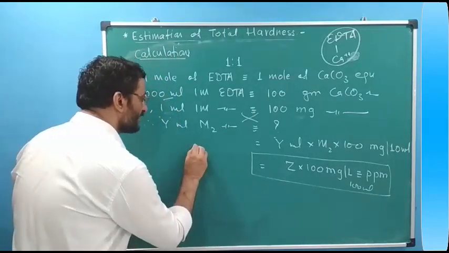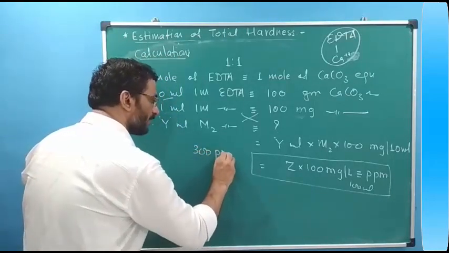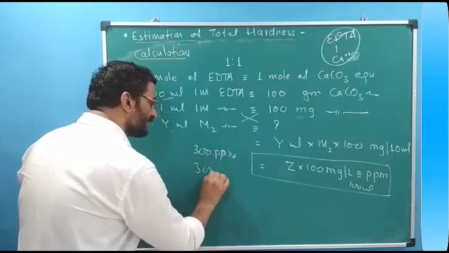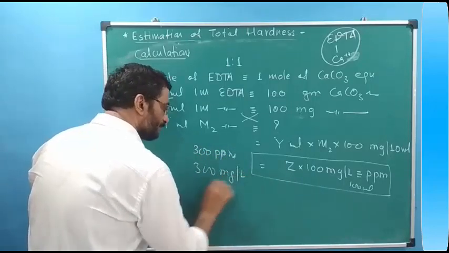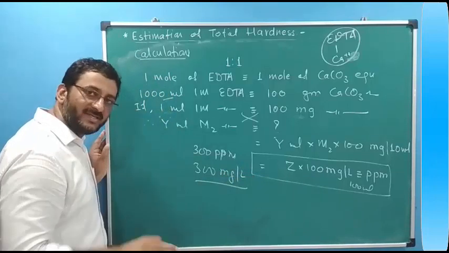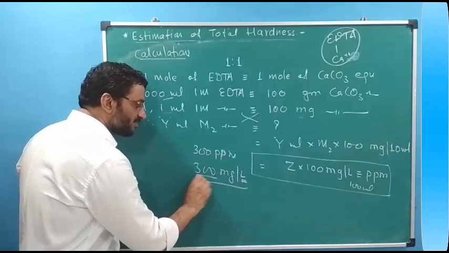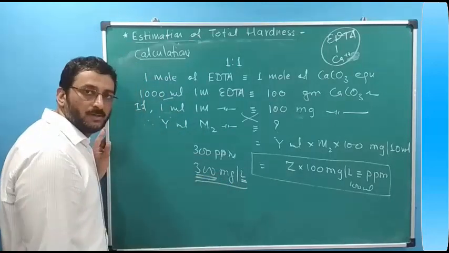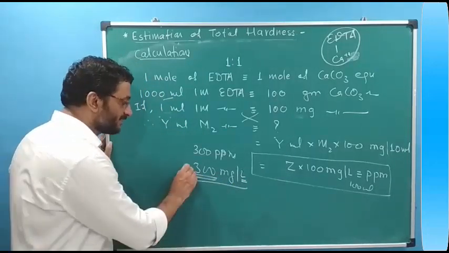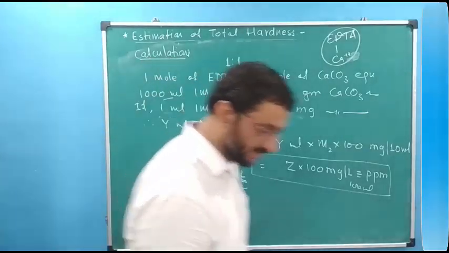Suppose your hardness is coming 300 ppm. Very hard water. What is the meaning of this? It is 300 milligram per liter. The meaning is that in this 1 liter of water sample, there are 300 milligrams of salt. Hardness is 300 milligram per liter.